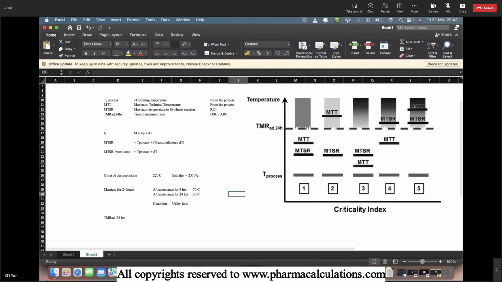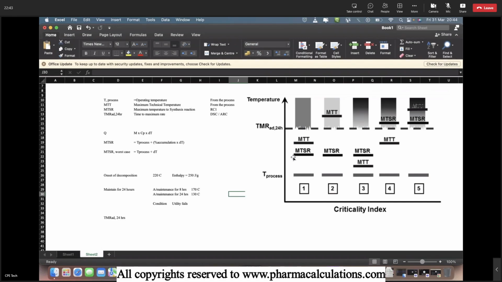Now let's see the interpretation of this criticality index. So in this criticality index which is being shown, there will be a total of 5 classes, and depending upon these scenarios we are going to classify the reactions. And let's take the first case. So coming to the first case, if you are able to see, the T process is going to be the lowest value, followed by the MTSR, and further followed by the MTT, followed by the TMR-AD24, which means the T process is going to be at the lowest end, and then you get the MTSR.